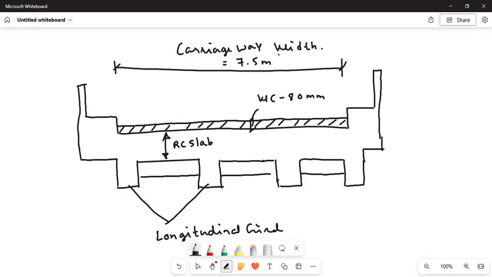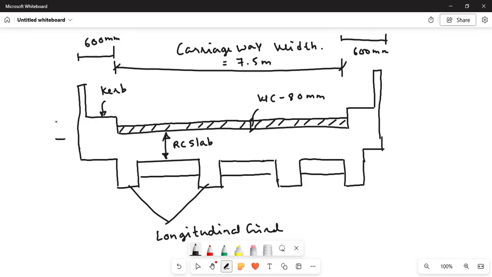Basically, the width of the carriageway normally is 7.5 meter. It can be less than that, and it can also be more than that. But normally, it is 7.5 meter. Then here you have the footpath, which is also known as curb or footpath. This distance normally is 600 mm. It can also be 1 meter. Here I am showing it as 600 mm.